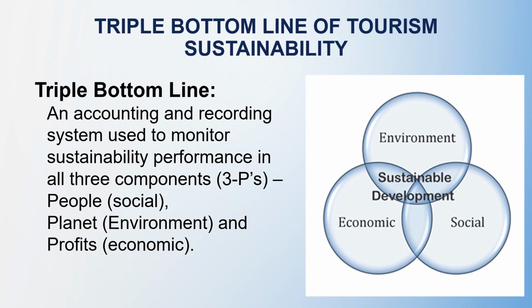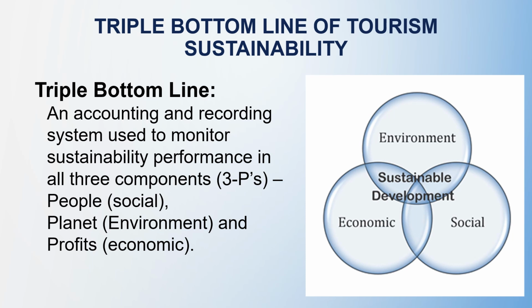The definition of sustainable development provided by your text notes that the focus is on tourism and travel destinations operating in such a way that they ensure that future generations will benefit economically, that they'll have a clean environment, and that will preserve society. To do this, we use something called the triple bottom line.